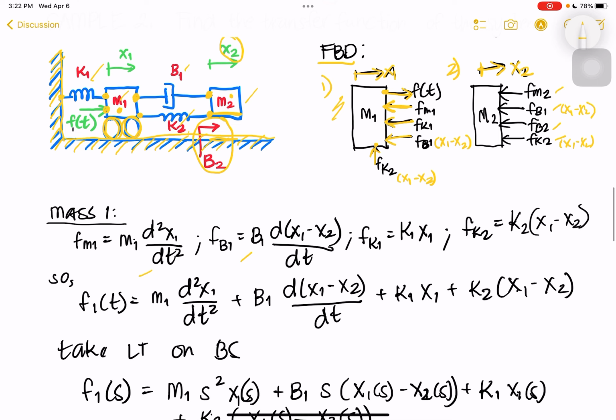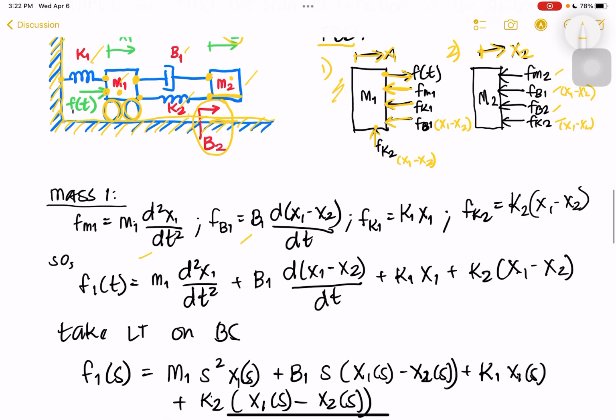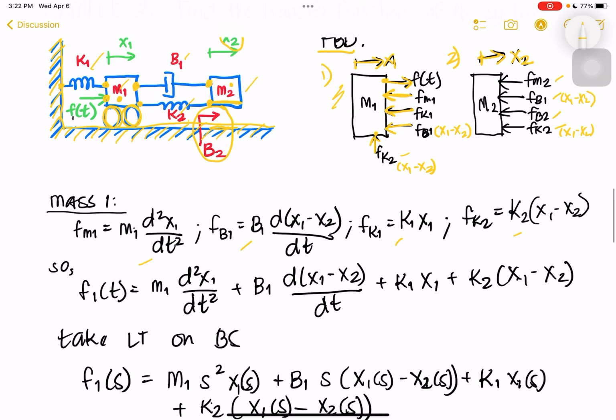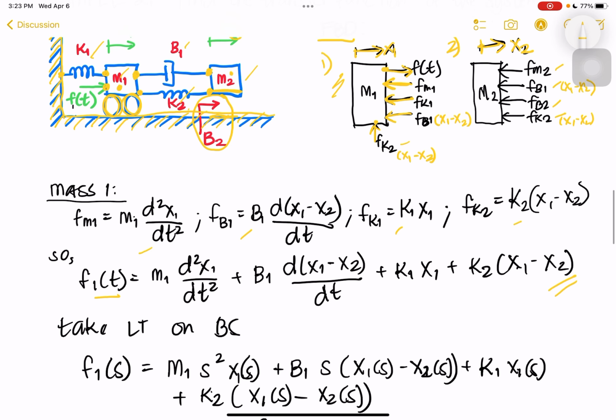For Fk, it's only k1 x1, and then for Fk2, we have k2 times x1 minus x2. To get the equation, we will have to equate f of t to the summation of all the opposing forces. So we will just have to substitute Fm1, Fb1, Fk1, and Fk2. So we will come up with this equation.